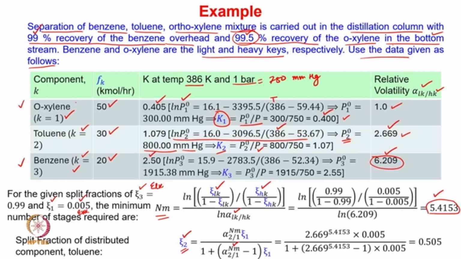Okay, so we can now put all the values here and calculate the split fraction for toluene, and that comes around 0.505. Now with this calculation we have obtained the split fraction for the light key component, which is 0.99, the split fraction for the heavy key component, which is 0.005, and the split fraction for the distributed component, which is 0.505.